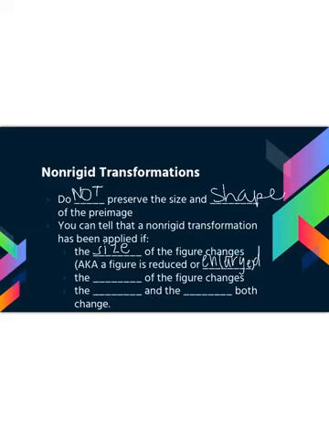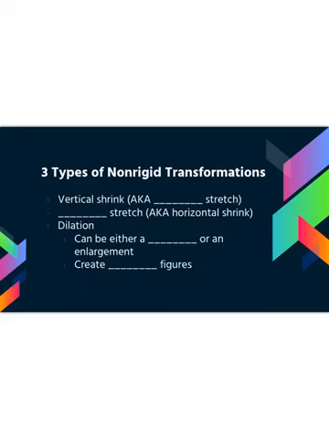We can also spot a non-rigid transformation if the shape of the figure changes. If both the size and shape change, that also tells us that a non-rigid transformation has been applied. There are three types of non-rigid transformations. You can see a vertical shrink, which can also be called a horizontal stretch. I think of the vertical shrink as pushing down on the figure so it's getting longer or fatter.